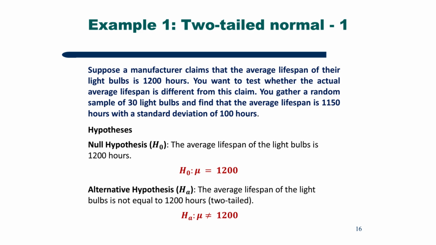Hypotheses. Null hypothesis, H0: the average lifespan of the light bulbs is 1200 hours, H0: mu equals 1200. Alternative hypothesis, HA: the average lifespan of the light bulbs is not equal to 1200 hours, two-tailed, HA: mu does not equal 1200.